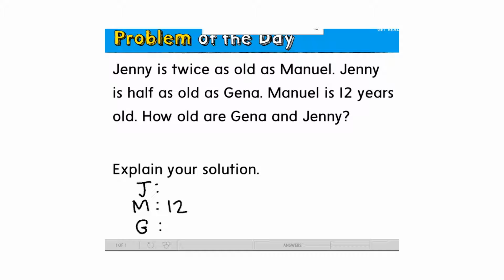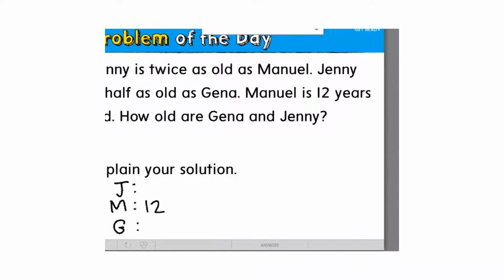Jenny's twice as old as Manuel, so how old does that make Jenny? Jenny would be 24.